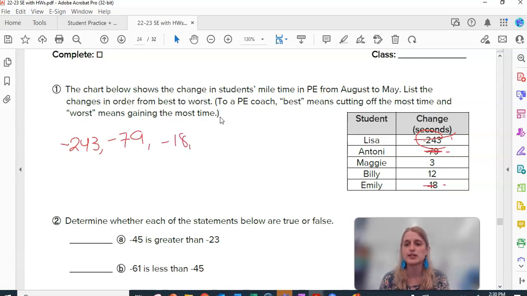Then we're going to say, what's the worst option? Oh, you added 12 seconds to your time? That's not great. And in the middle, there goes 3. So notice that I just kind of cross them off the list when I'm done with them to make sure I've used every single number that I have to.